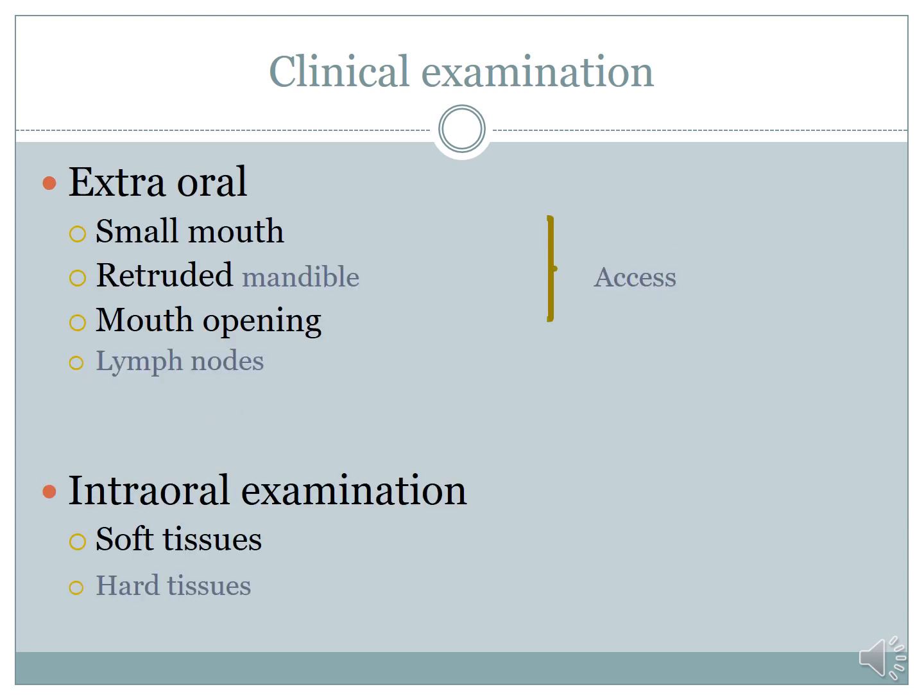So what are all the factors we have to consider during the removal, which may give you an idea of how difficult your extraction is going to be? If the patient is having a small mouth or retruded mandible, or mouth opening is small, and with the presence of lymph nodes which may indicate an infection, and palpable and tender lymph nodes.